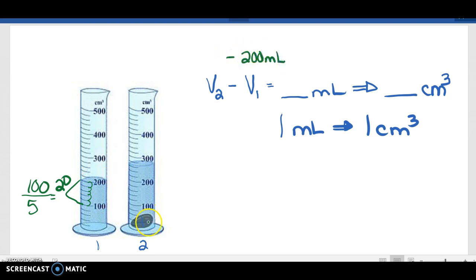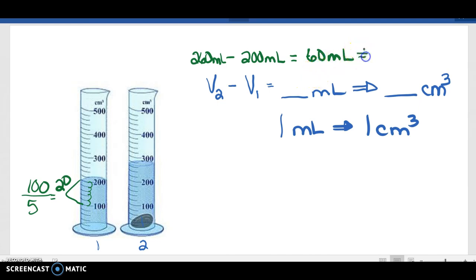Now, once the object slides in there, the water level comes up. So we have 200, 220, 240, 260. It's a little bit more. I'm just going to call that 260 for our demonstration. So the difference is 60 milliliters. So the solid object pushed out of place 60 milliliters of water.